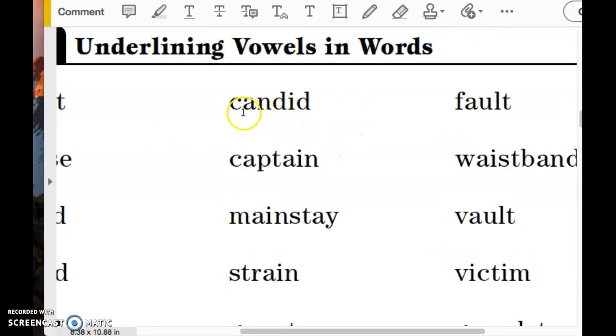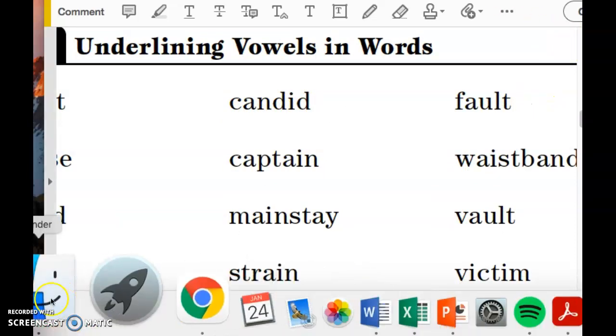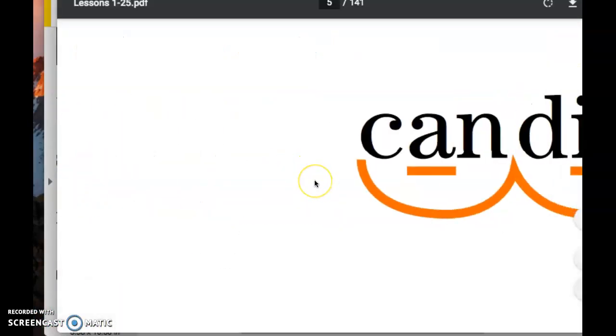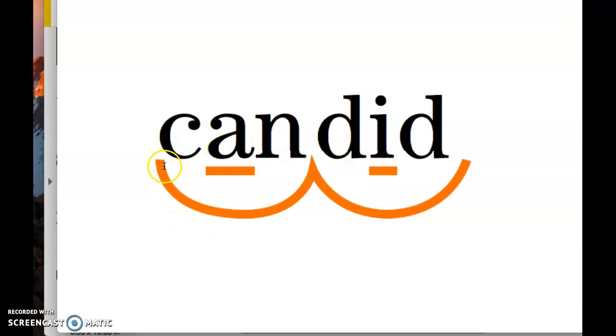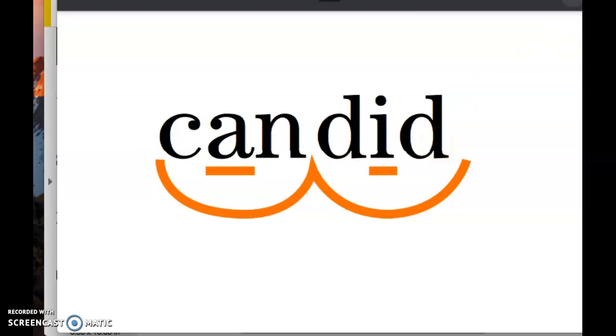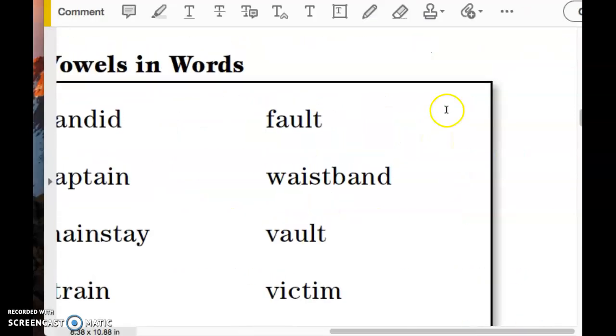Next word, can. Underline the A, underline the I. Look closely. We found two vowels. That means it has two word parts. How many word parts? Two. Now let's read the word parts. Can, did, candid.